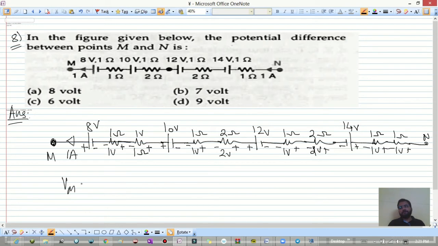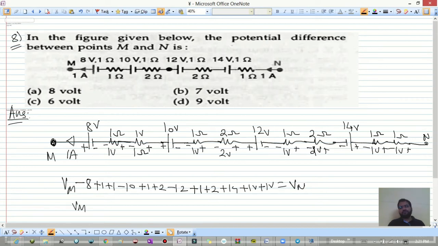So Vm, then dropping the potential, so minus 8, gaining the potential, so plus 1, dropping the potential, so minus 10, gaining the potential, so plus 1, plus 2, dropping the potential, so minus 12, gaining the potential, so minus 1, gaining the potential, so plus 1, plus 2, plus 14, gaining the potential, then gaining 1 volt, and the 1 volt right now is equal to Vn.